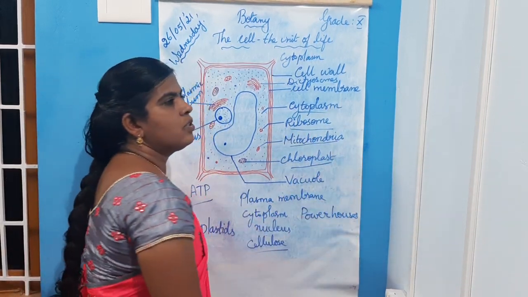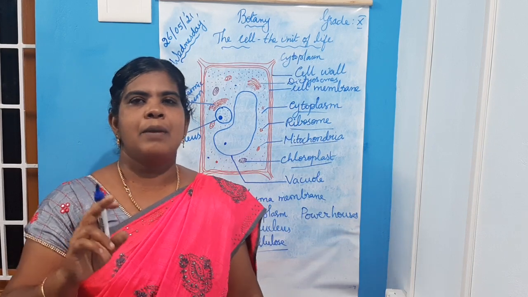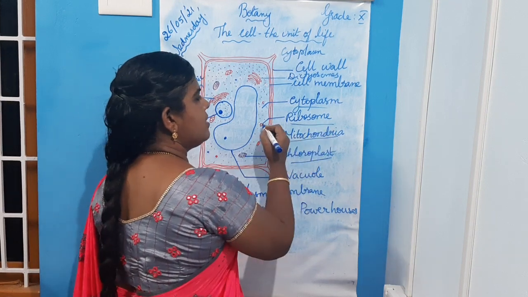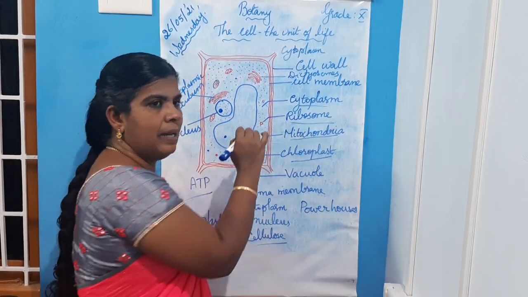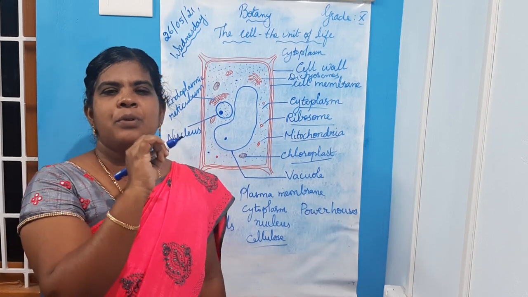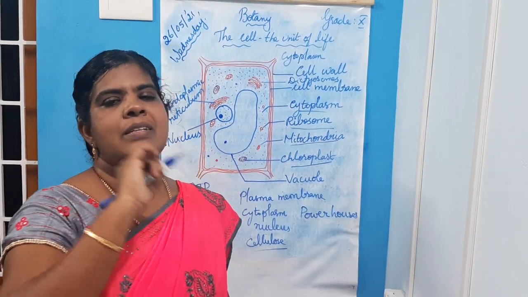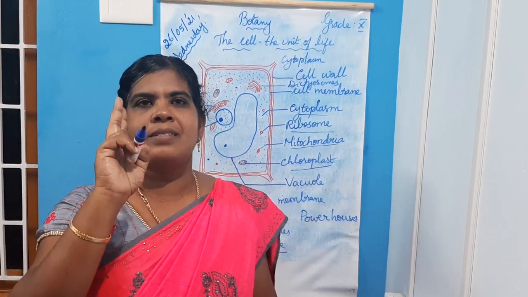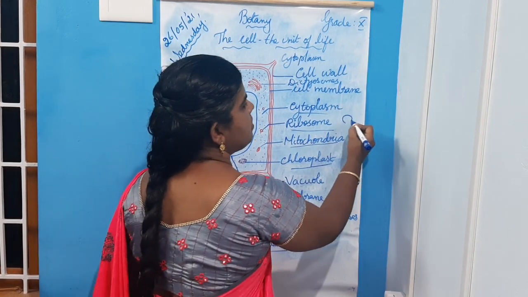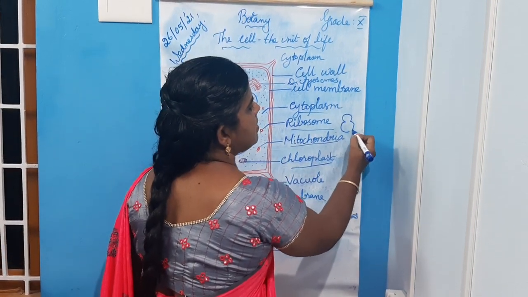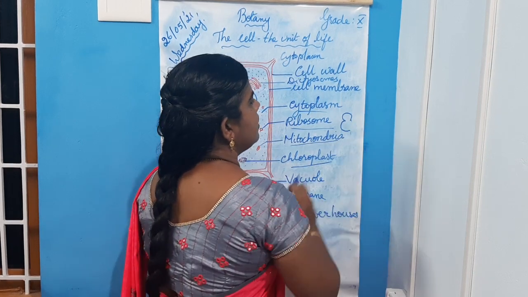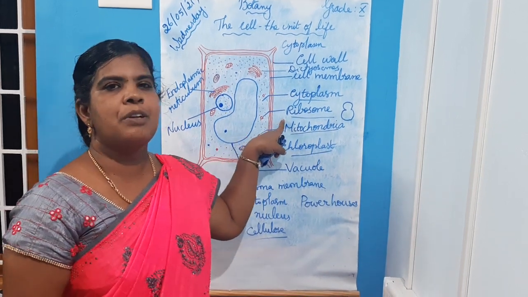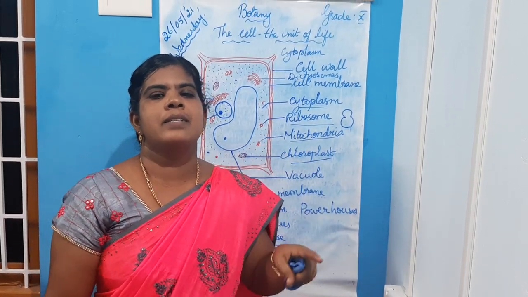Next organelle is the ribosome. These ribosomes are small spherical structures. They are the site of protein synthesis present in the cytoplasm of the cell. They are composed of two rounded subunits. So what is the function of ribosomes? They are the site of protein synthesis.